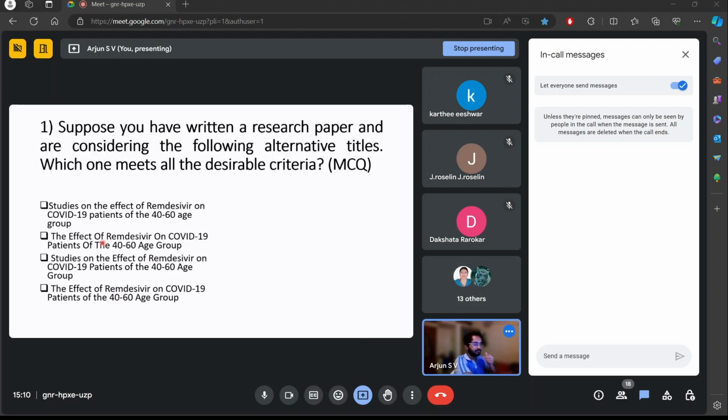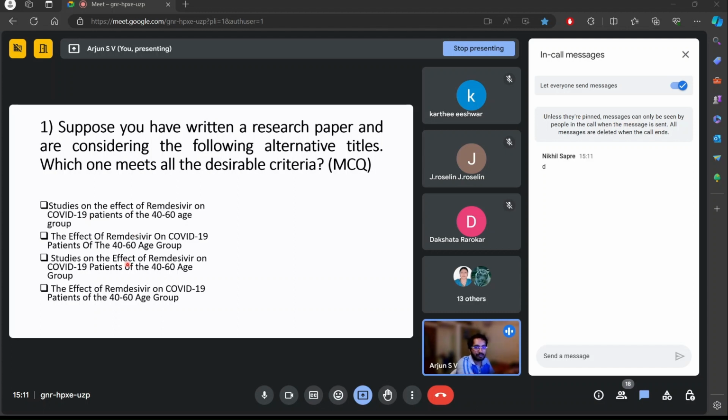So, question number one: suppose you have written a research paper and are considering the following alternative titles. Which one meets all the desirable criteria? It's an MCQ question, so only one option is correct. They have given four alternative titles, and out of those we have to choose one option.